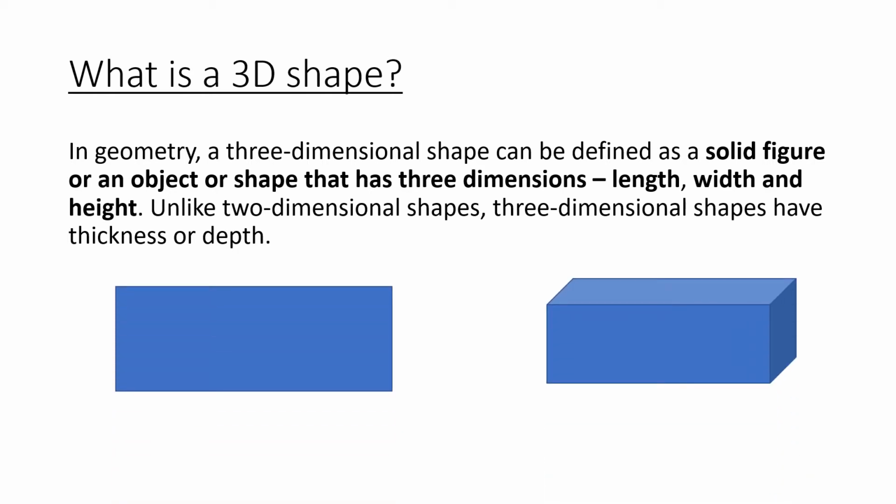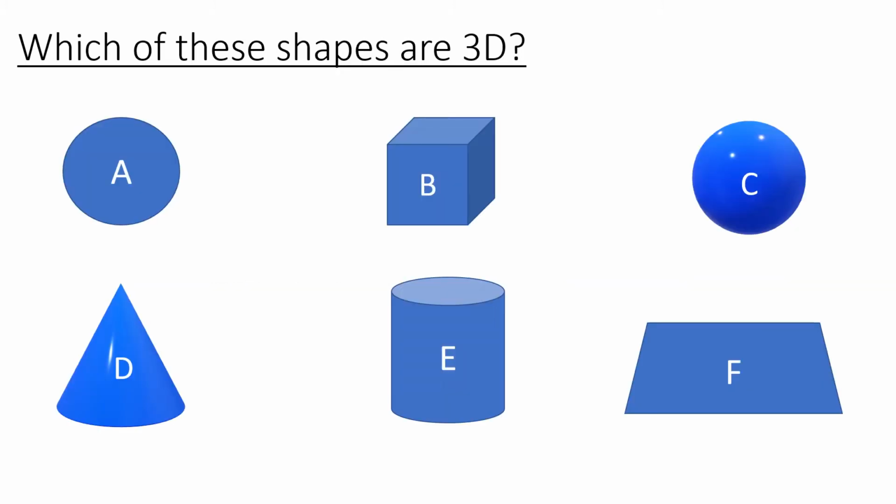So on the left of the screen now, you've got a rectangle, that's a 2D shape. It doesn't have any depth to it, it's flat. Whereas the cuboid on the right, it is 3D. I'd like you to think about the definition I just said of 3-dimensional shapes. Pause the video and write down the letters of the shapes on the screen now which you think are 3D.